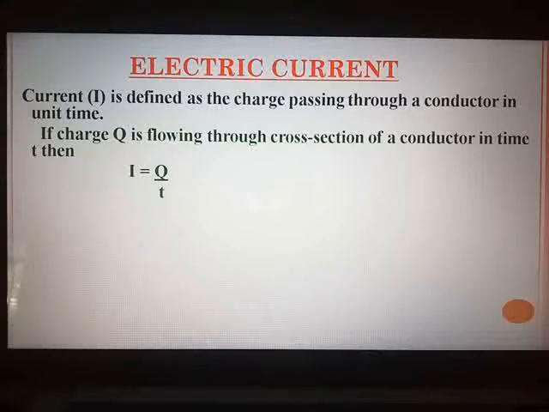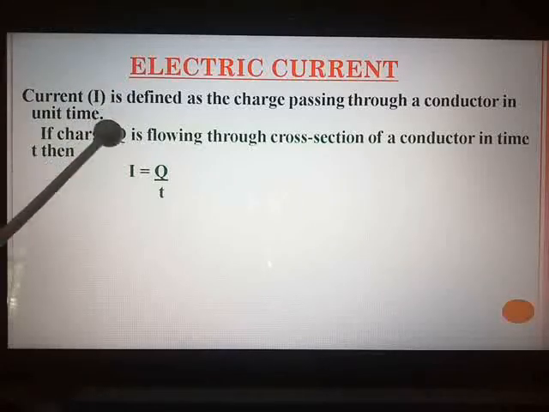Remember all these things because this formula is not only important for you to study, but it is extremely important for you in solving the numerical examples based on this topic. One solved example we are going to see in our next slide.